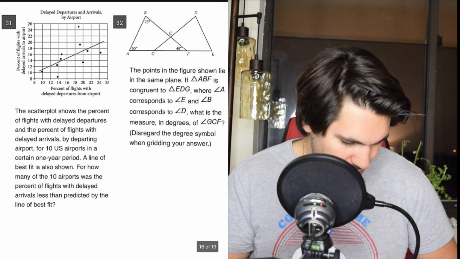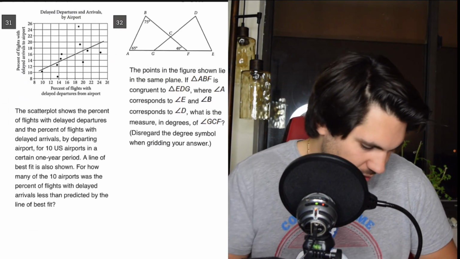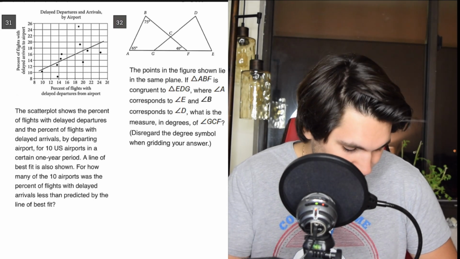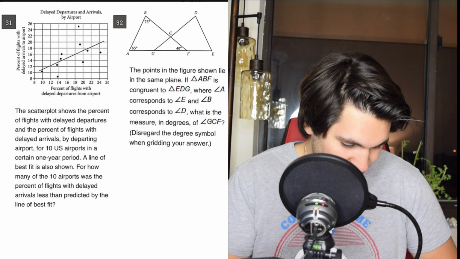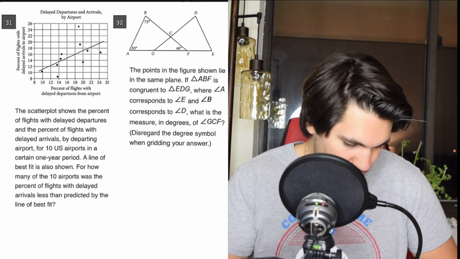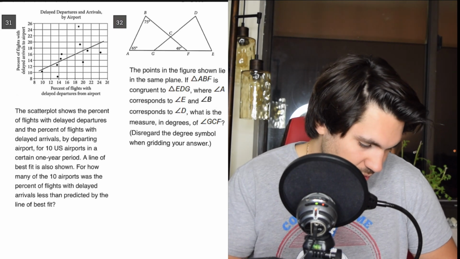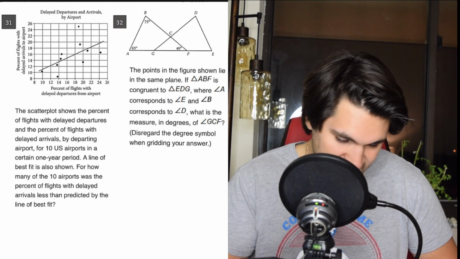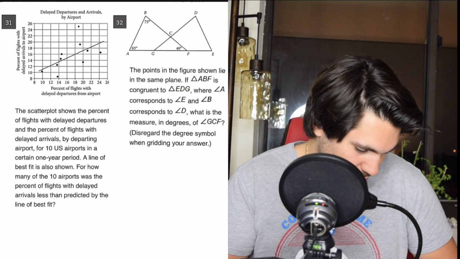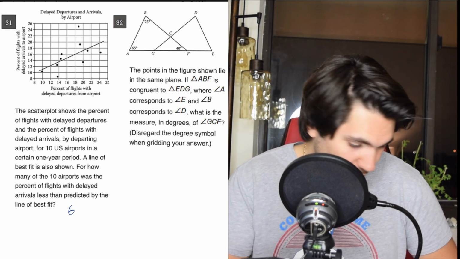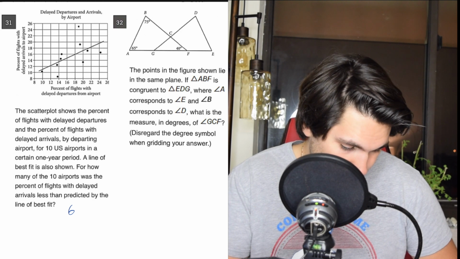Grid-in time, baby. Okay, number 31. For how many of the 10 airports was the percent of flights with delayed arrivals less than predicted by the line of best fit? Well, we just count the points that are below the line of best fit for this. So we got 1, 2, 3, 4, 5, 6 points. So it's just 6. Boom.